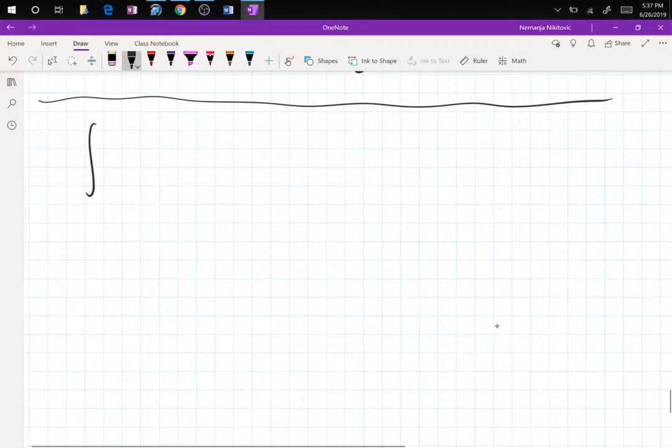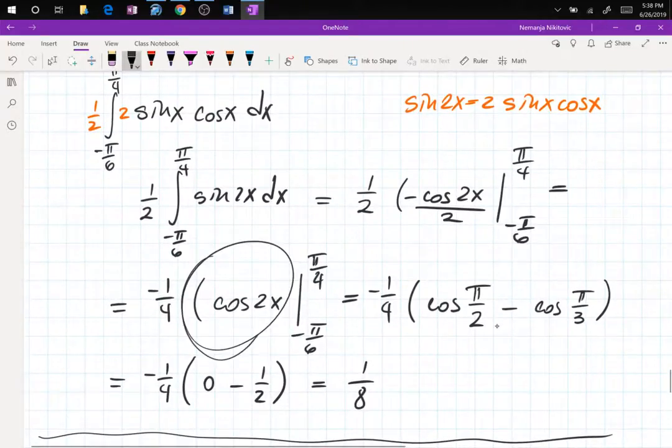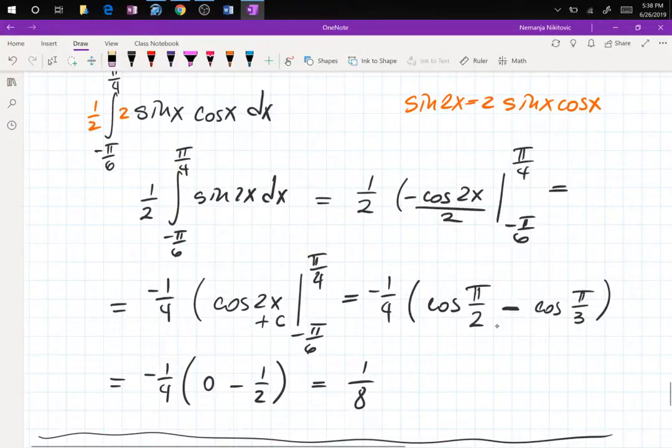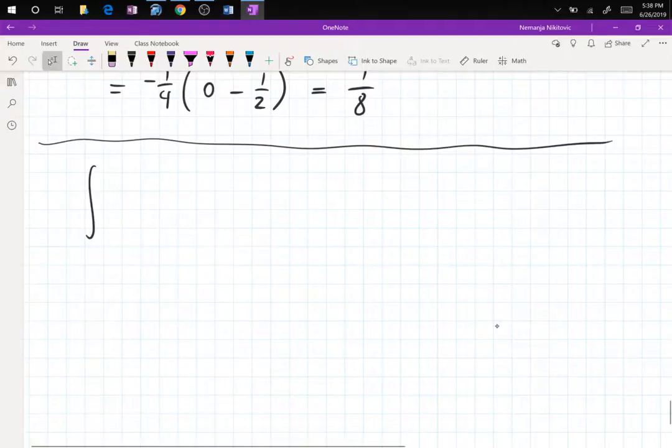Plus C is only for indefinite integrals. When you have values, then the plus C actually cancels. Because when you do the antiderivative over here, you would technically have plus C. But then when you substitute here, you would have a minus plus C again. So plus C minus C cancels. So that's why we don't have a plus C for definite integrals, but we definitely have a plus C for indefinite integrals. That's 1 out of 3 for today.